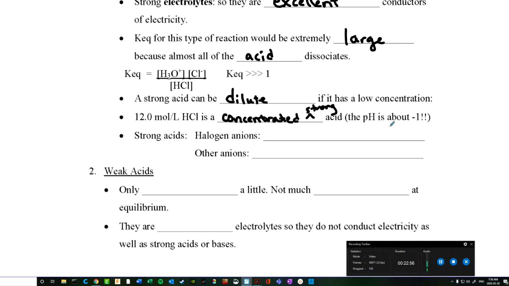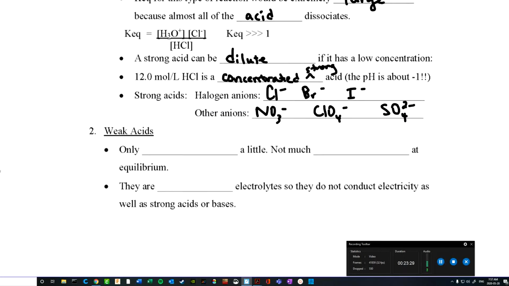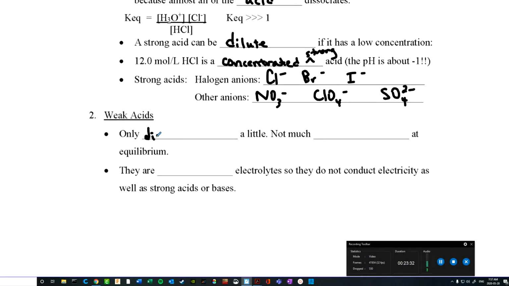In fact, it's so strong that the pH is actually off the scale. It's -1. So strong acids contain these ions, halogen ions like chloride, bromide, iodide, and also these ions, nitrate, chlorate, and sulfate.